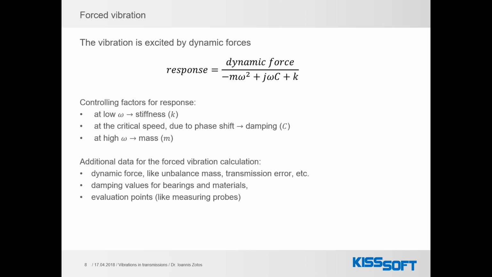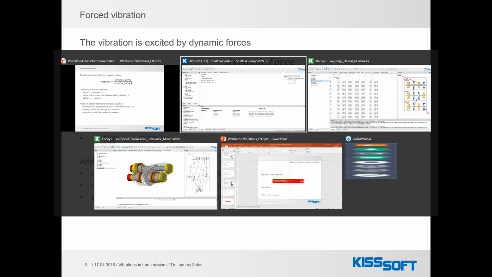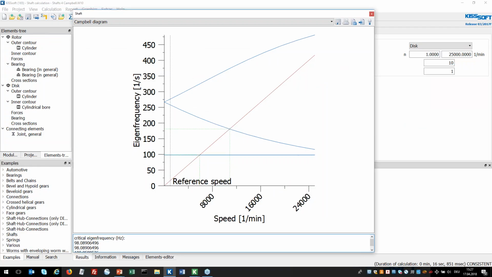You also need damping values for bearings and materials if available. And you also need some evaluation points, so we have to define some points on the structure where we want to calculate the response of the structure. For that, I'm going to go back again to the software and show you briefly how this all can be done in KISSsoft.